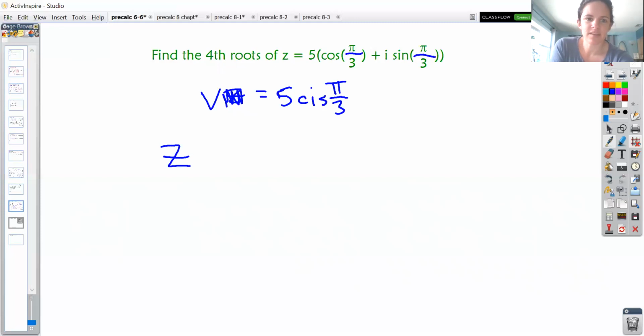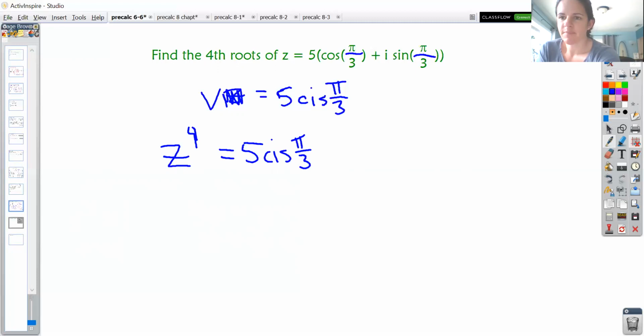So if I'm calling z to the 4th equal to 5 cis pi thirds, then I could write z in trig form like I did last time, and then I could equate the radii and I could equate the angles. Or I could go ahead and do the backwards of what DeMoivre's theorem is. So I'll want to take the 4th root of the radius, and I want to divide this angle by 4. You can do it that way as well without showing all of the work.